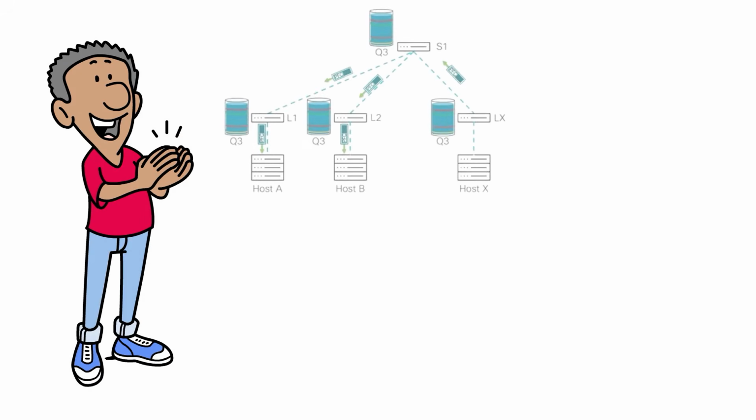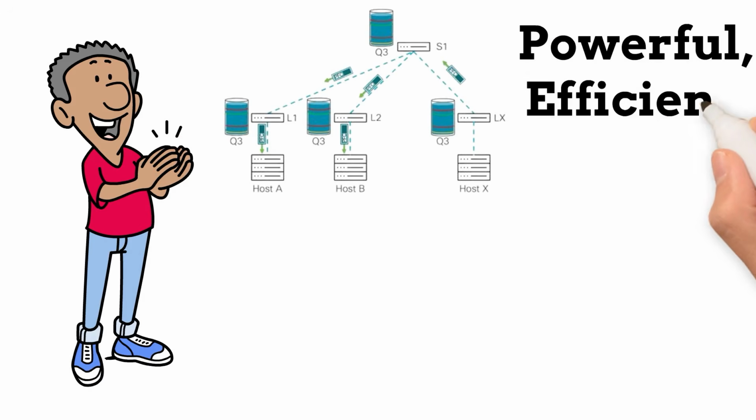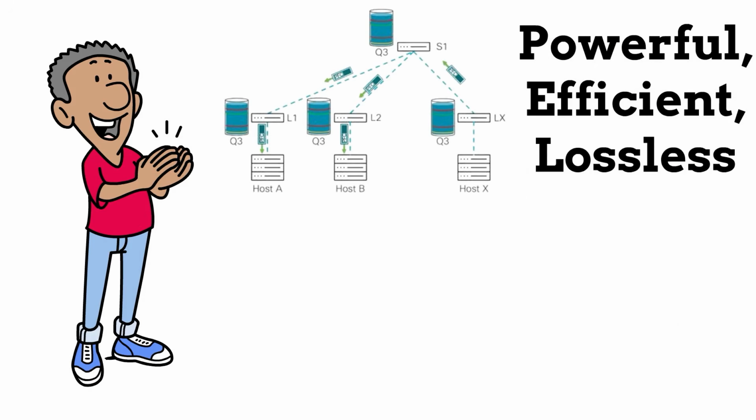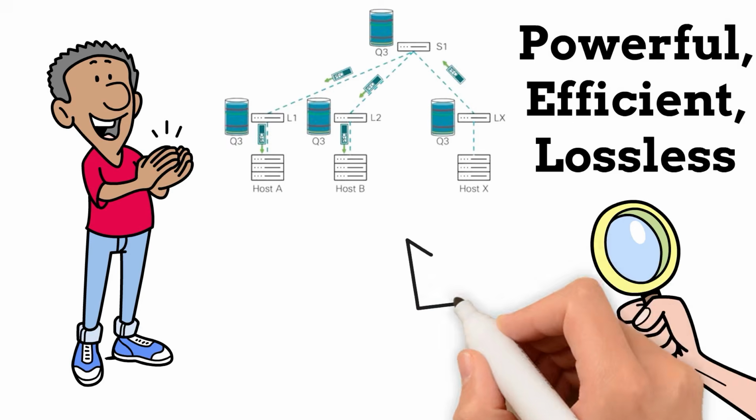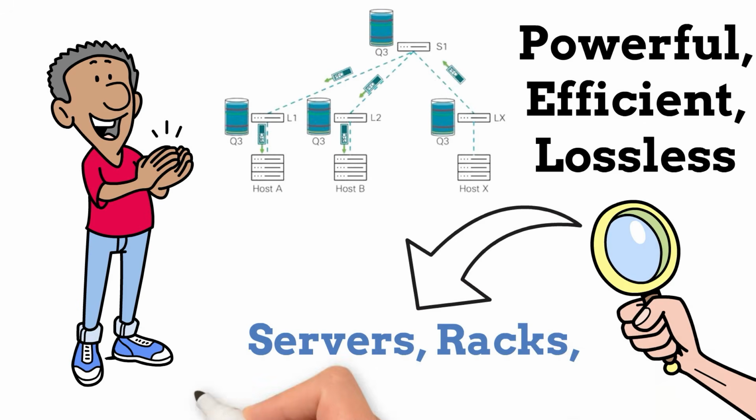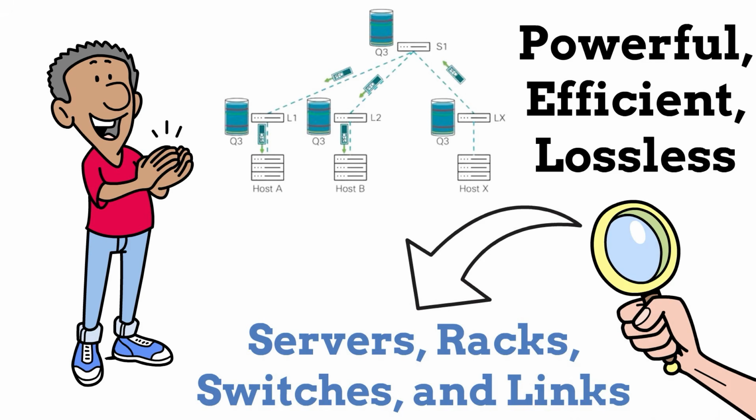We're diving deep into the Cisco blueprint to design a powerful, efficient, and lossless network for a 1024 GPU cluster. We'll figure out exactly how many servers, racks, switches, and links you'll need. Let's get started. First things first, let's establish our foundation.